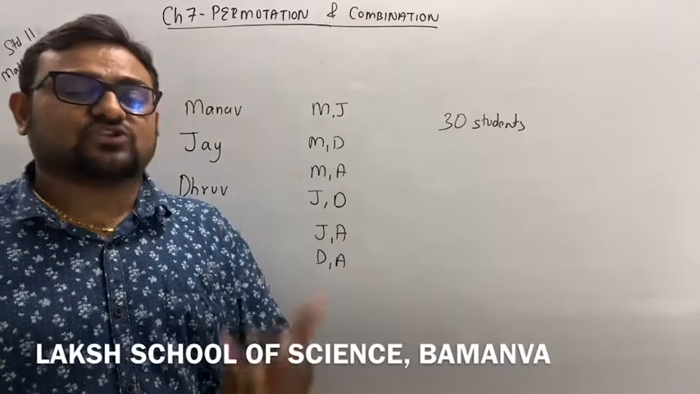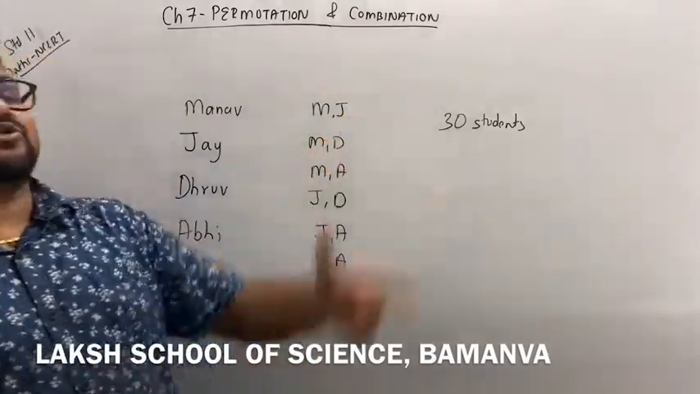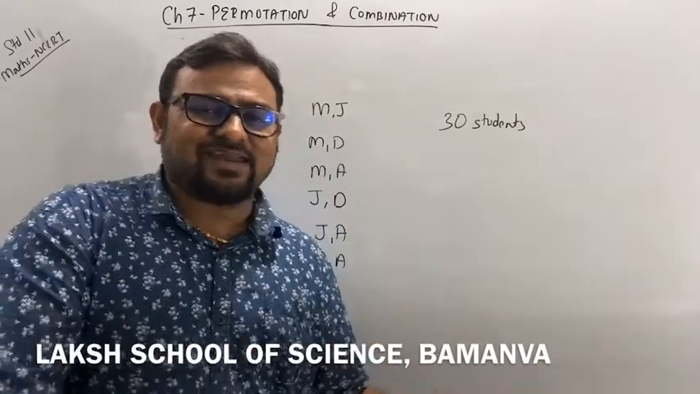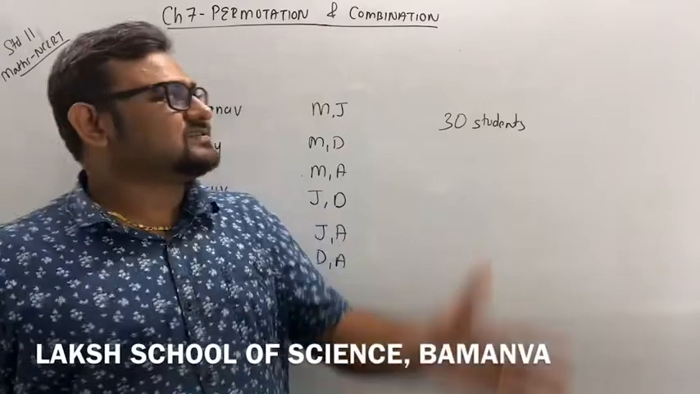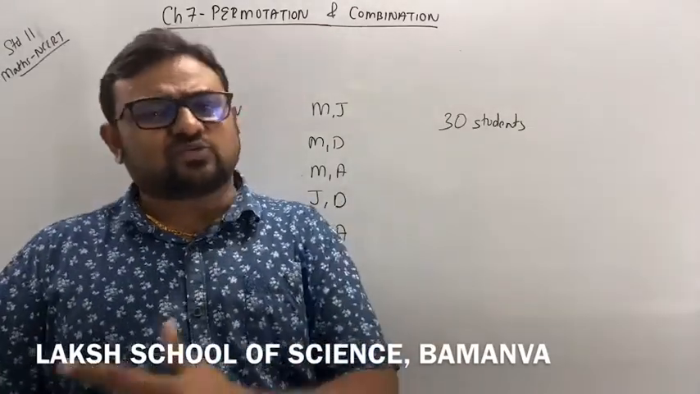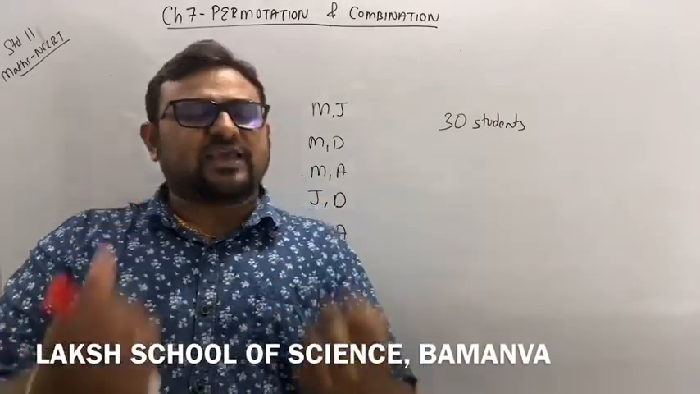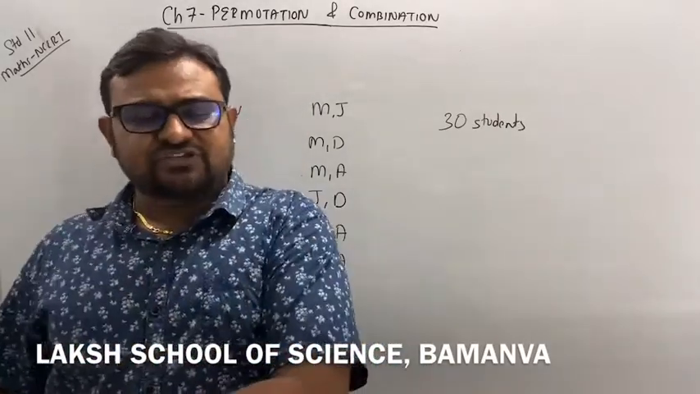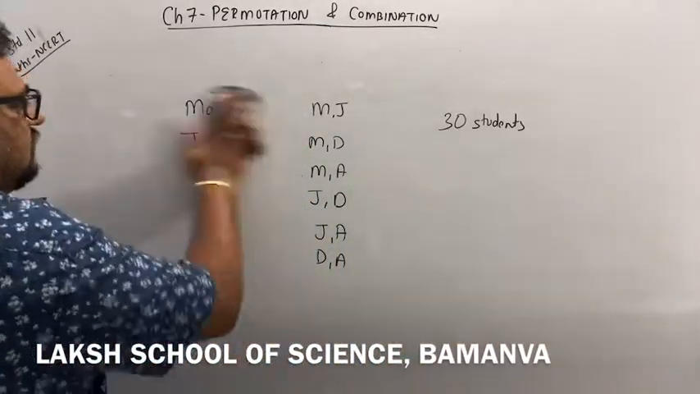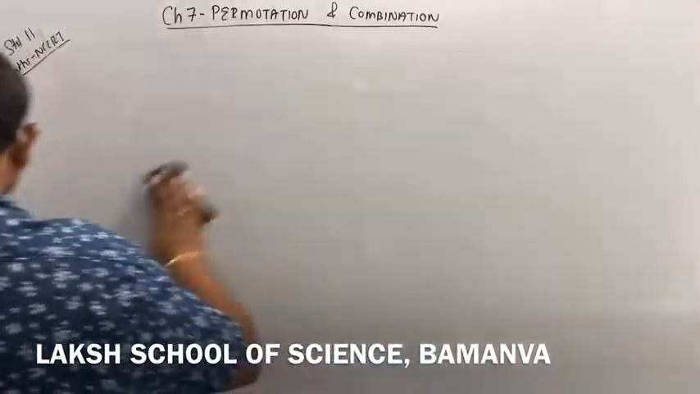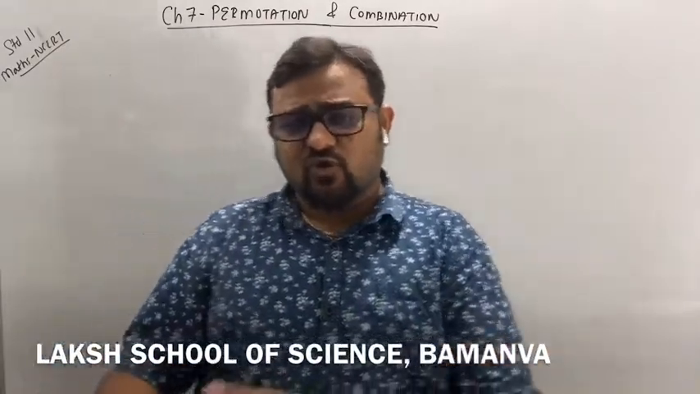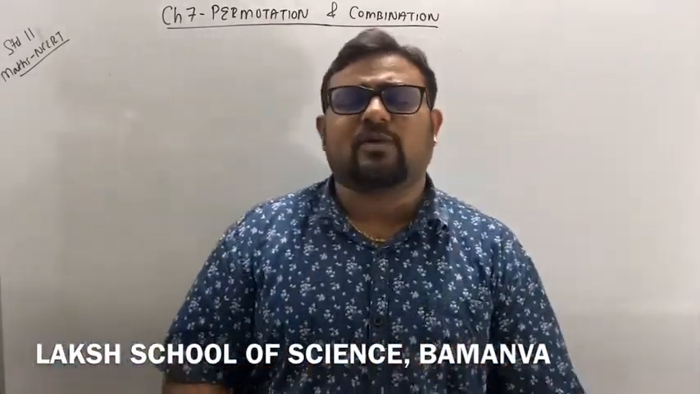So for that, we will use the concepts of combination, with selecting 11 out of 30, that is combination. We'll use that concept. So this was just the basic to make you understand what is permutation and what is combination. Now, in the first exercise 7.1, 7.2, we will be dealing with the sums related to permutation.